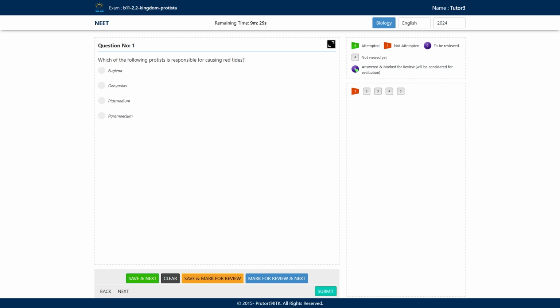So red tides, they are caused due to a member of the protists which releases red toxins in the environment. So these red toxins make the sea red in color. The red toxin is produced by which organism? Your options are Euglena, Gonyaulax, Plasmodium, and Paramecium. So what will be the correct answer? The correct answer will be Gonyaulax.